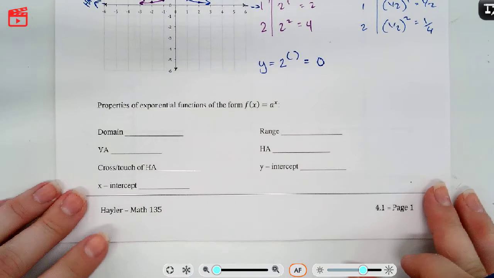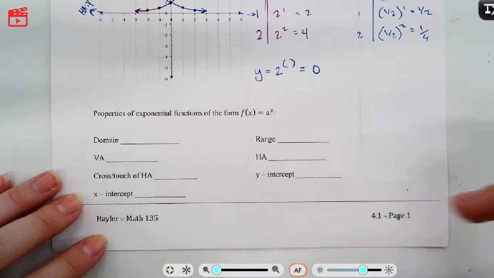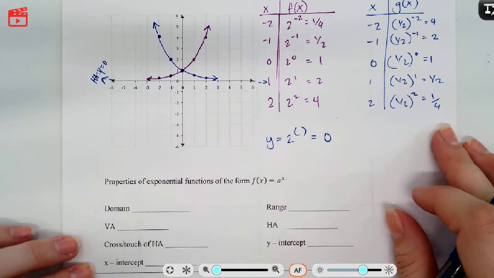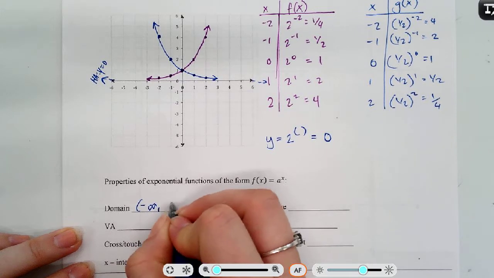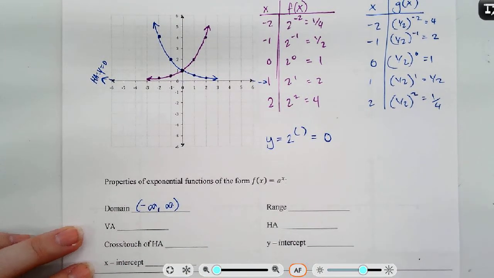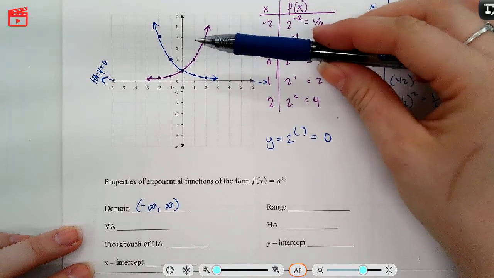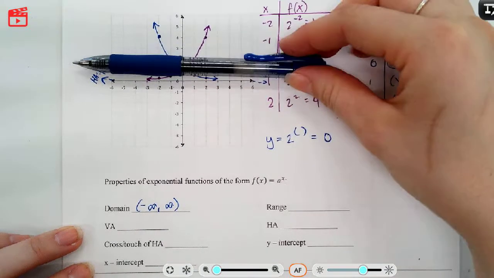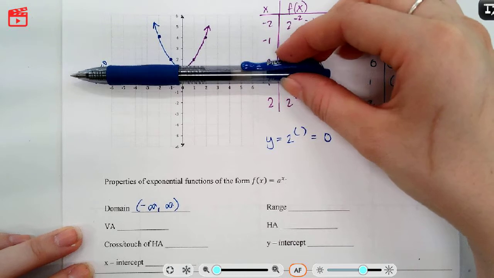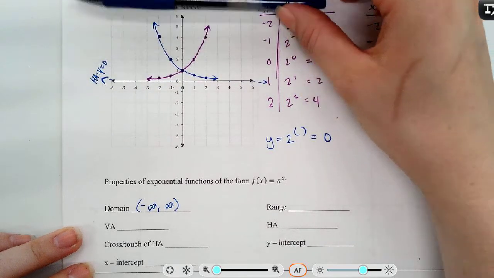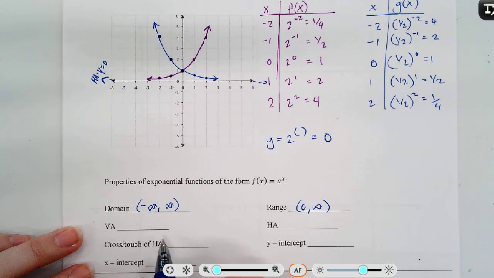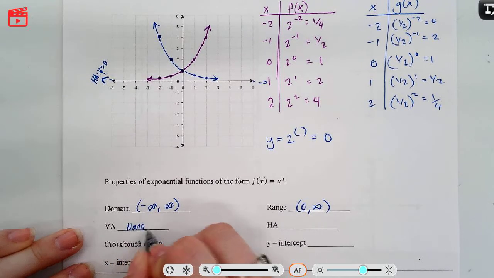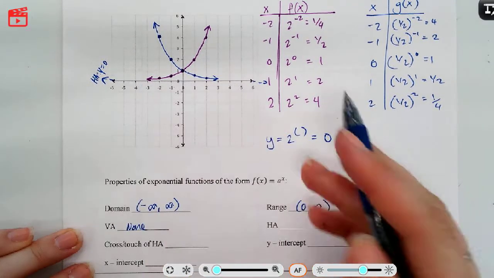So let's look at the properties with this special form of just a to the x power. Well, the domain, if we look at this, is negative infinity to positive infinity. The range, for these types where it's just a to the x, we start from 0, we don't include it, and we go all the way up to positive infinity. Vertical asymptotes, we don't have any, none. Horizontal asymptotes, for this one, it's going to be y equals 0.